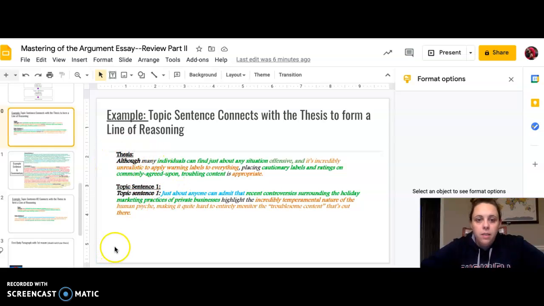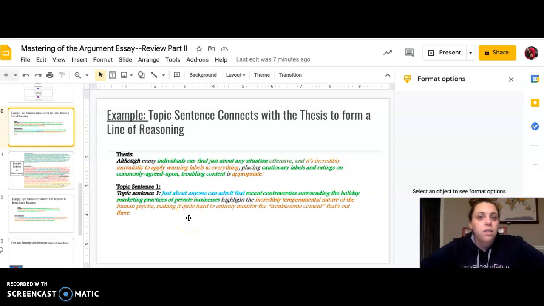So his thesis says, although many individuals can find just about any situation offensive, and it's incredibly unrealistic to apply warning labels to everything, placing cautionary labels and ratings on commonly agreed upon troubling content is appropriate. So that's his thesis. And his very next sentence, because it's his first topic sentence, says, just about anyone can admit that recent controversies surrounding the holiday marking practices of private business highlight the incredibly temperamental nature of the human psyche, making it quite hard to entirely monitor the troublesome content that's out there.